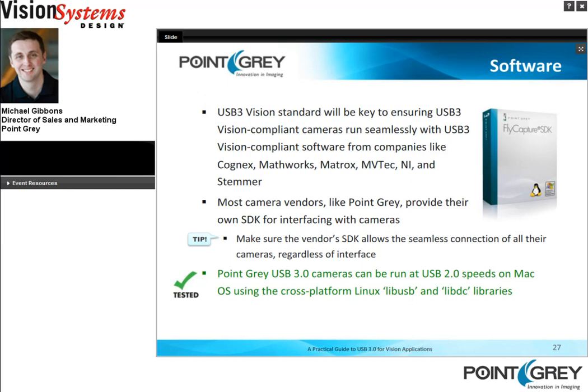In terms of Mac, Point Grey, we've actually done some testing with our USB 3 cameras. We can run our USB 3 cameras, unfortunately just at USB 2 speeds, but we can run them on Mac OS using the cross-platform Linux libUSB and libDC libraries. So if you're interested in those, have a Google of those and you can get more information.